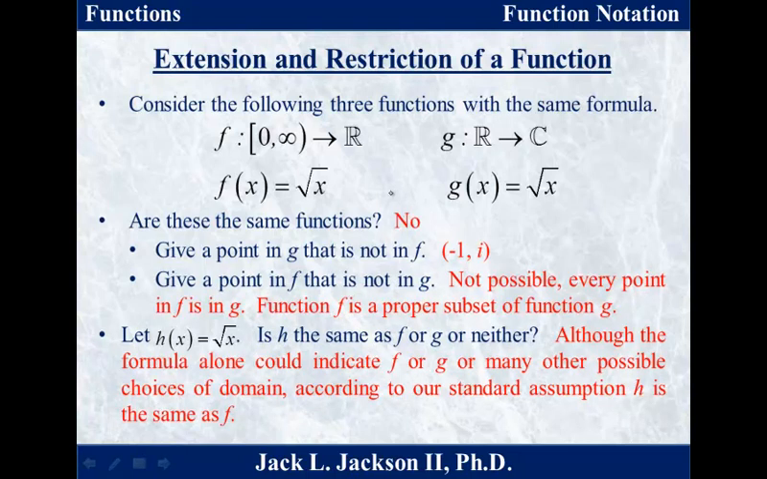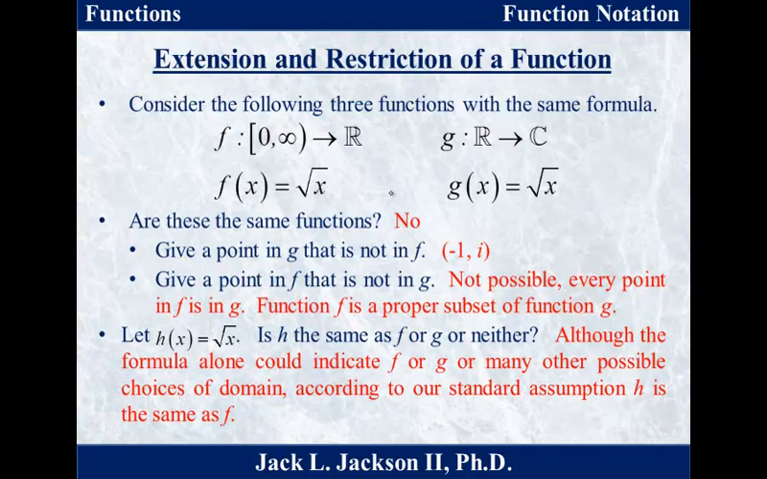Well, no, these are not the same functions because they're not exactly the same set of ordered pairs. So how about a function in G that's not in F, a point that's in G that's not in the function F, and that would be -1 comma i, our imaginary unit i. So remember that the square root of -1, we call that i, which is not a real number, but it is a complex number. -1 is a real number, i is a complex number, and the square root of -1 is i, so that is an ordered pair in G.